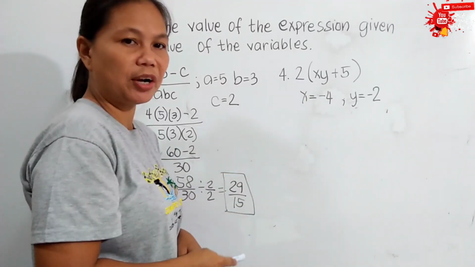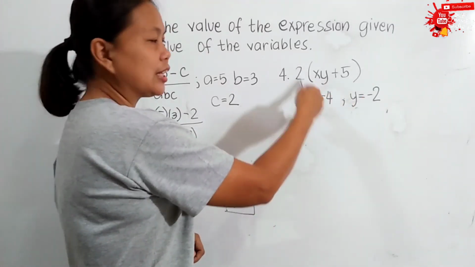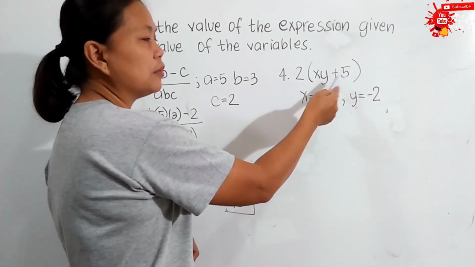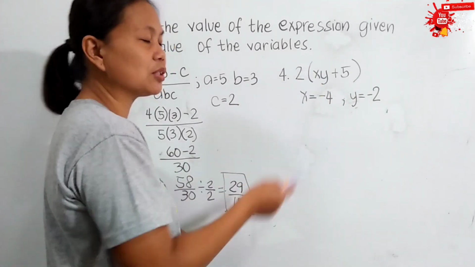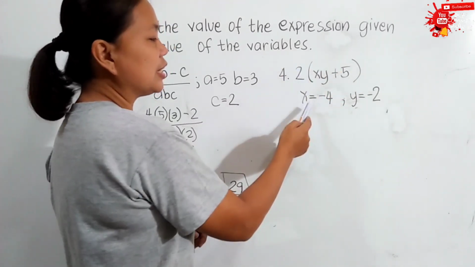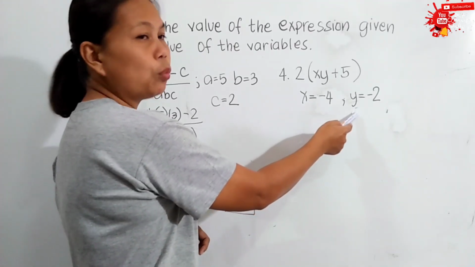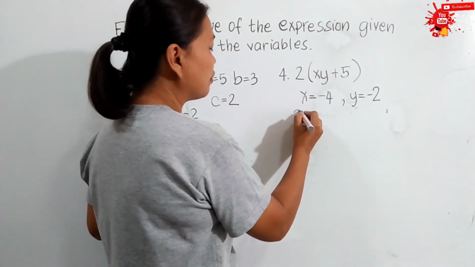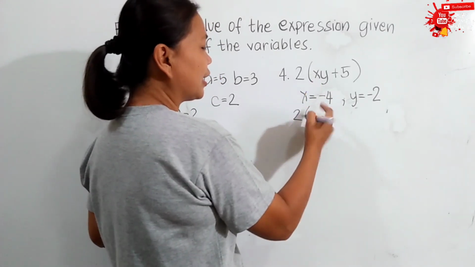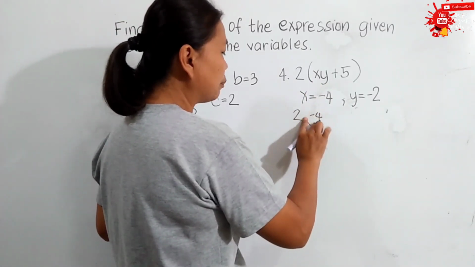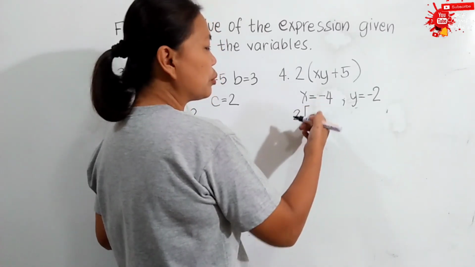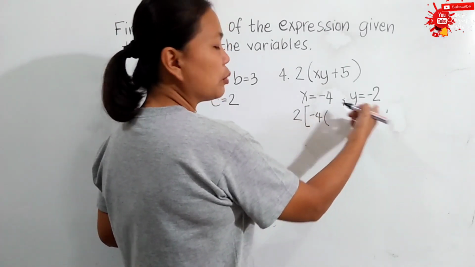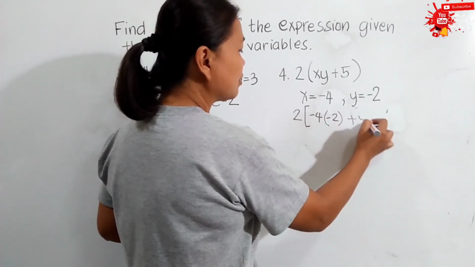So, we are given here an algebraic expression 2 times, so again, parenthesis means multiplication. So, 2 times the quantity of xy plus 5. So, again, xy means x times y. Now, we will get the value of this if x equals negative 4 and y equals negative 2. So, let us substitute the given value. So, we have here 2 times x is negative 4, so negative 4. So, instead of parentheses, we will use bracket because we will use parentheses for our next multiplication. So, times the value of y, which is negative 2, plus 5.